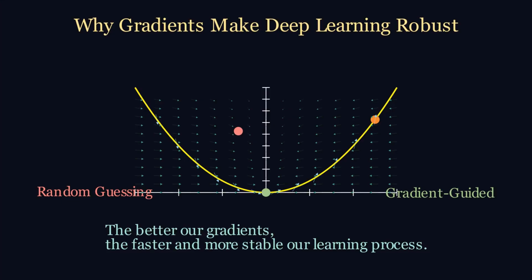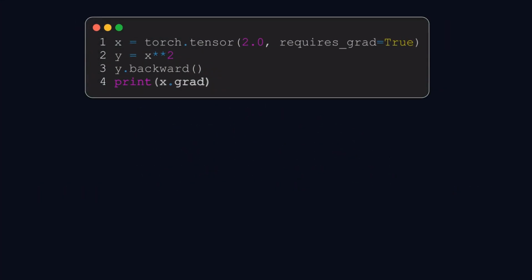Now you know what a gradient is. It's the mathematical core concept of deep learning. But here's the question: how does PyTorch actually compute these gradients, even for thousands or millions of operations, so efficiently? That's where Autograd comes in.